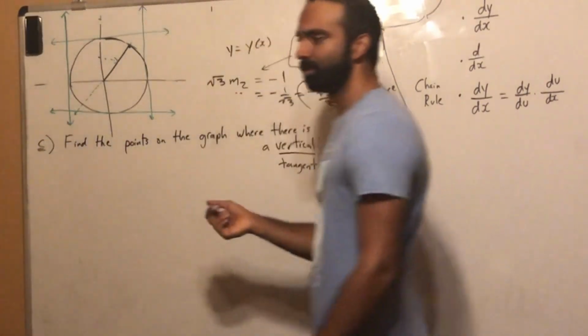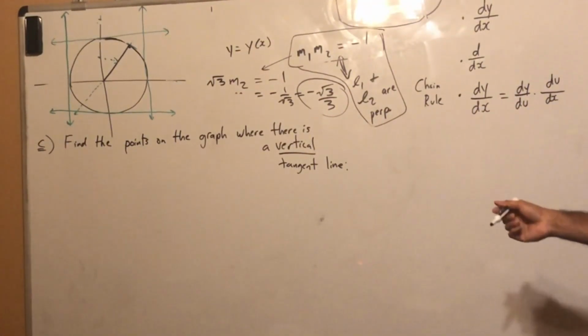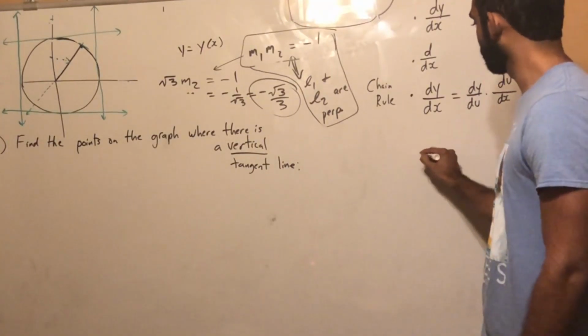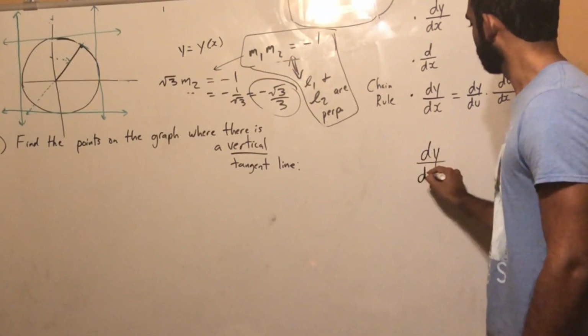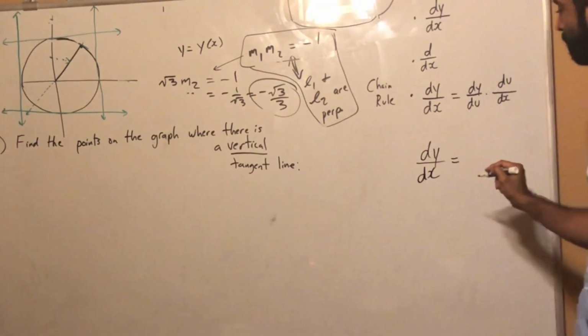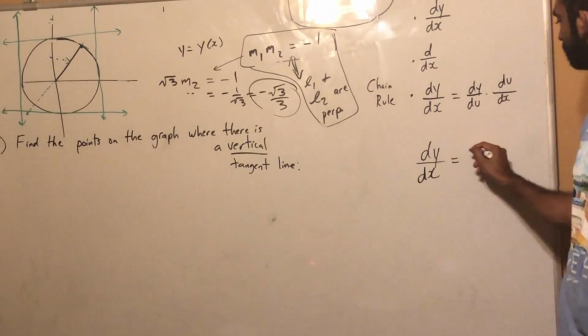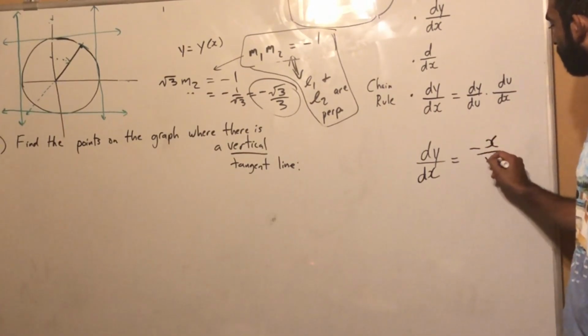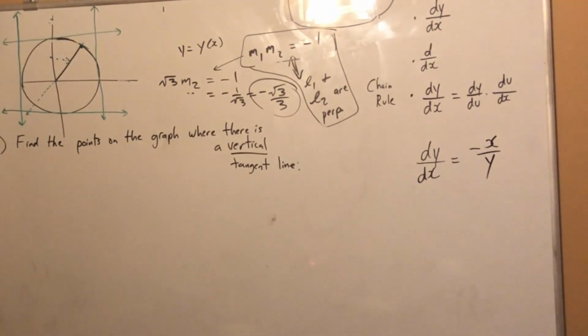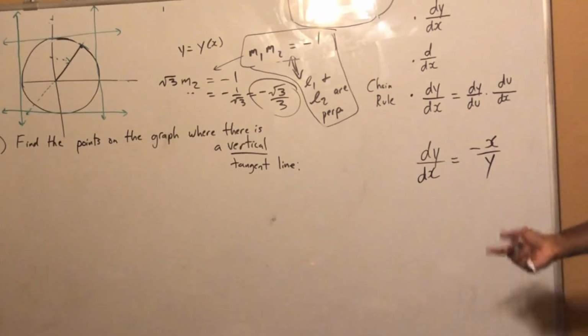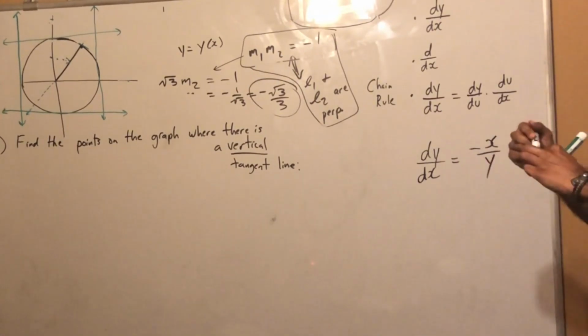Now, what if we didn't have the picture to guide us? What if we just had the equation? So someone remind me, what was the derivative for this circle in particular? Negative x over y. When does this thing have a slope of 0? When x is 0. So, take x equals 0, and you stick it in your equation.